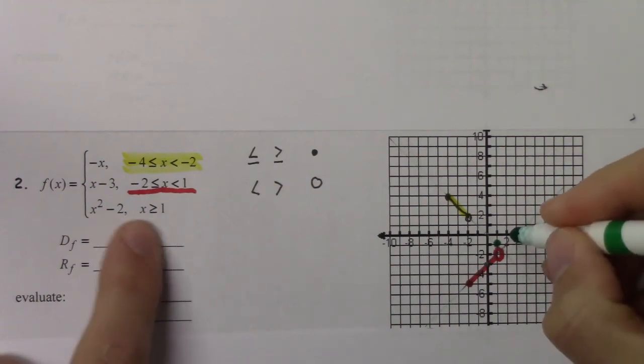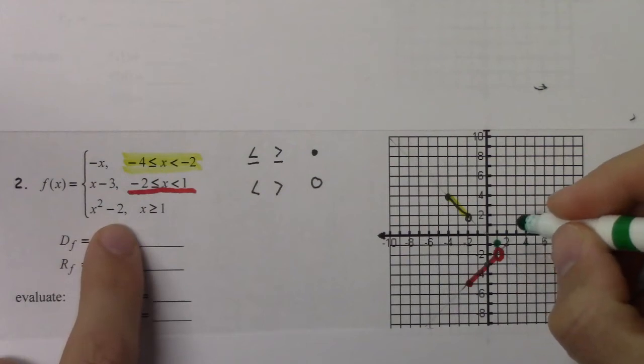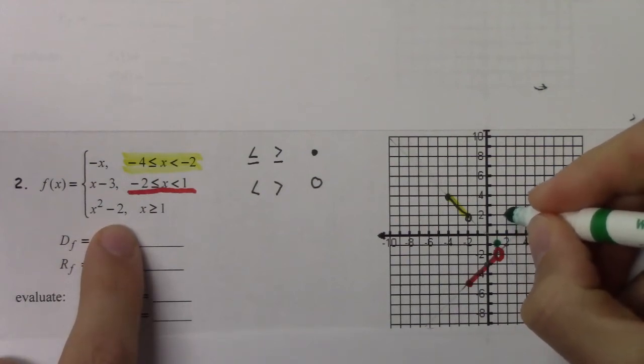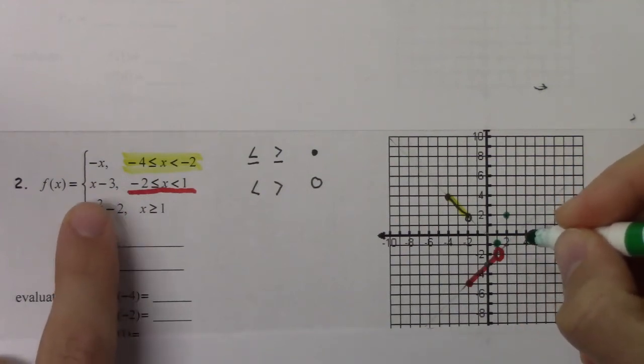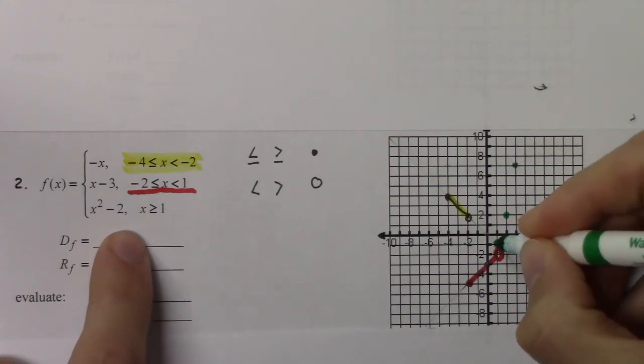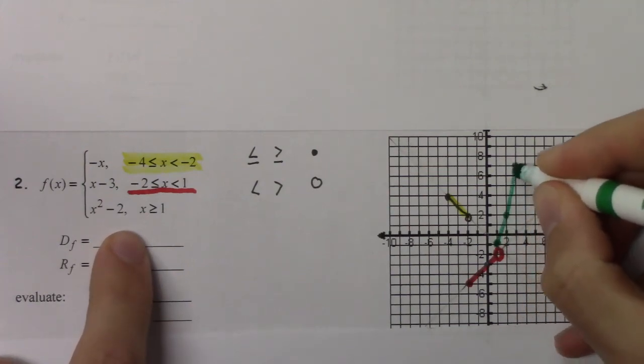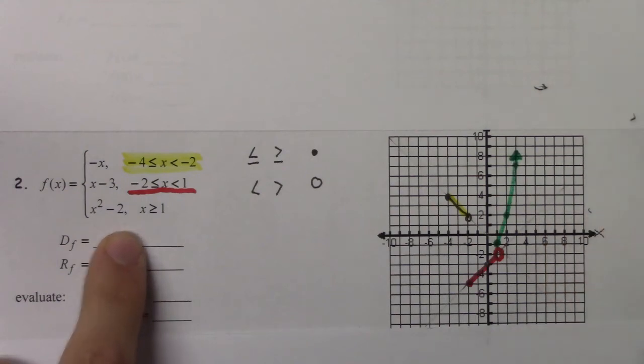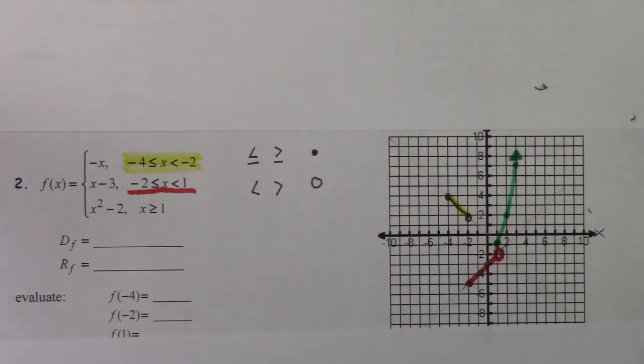I'm going to plug in 2. 4 minus 2 is 2, so I go up here to 2. I plug in 3. 9 minus 2 is 7, so I'm up here at 7. And I've got my curve opening something like so. I've got an arrow at the end of my green graph because there is no barrier.